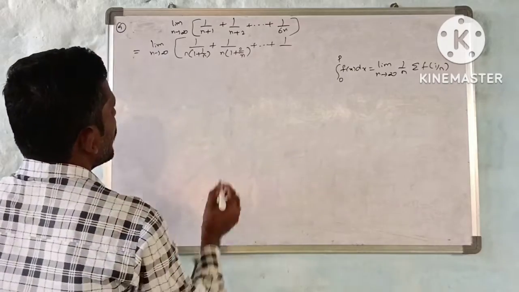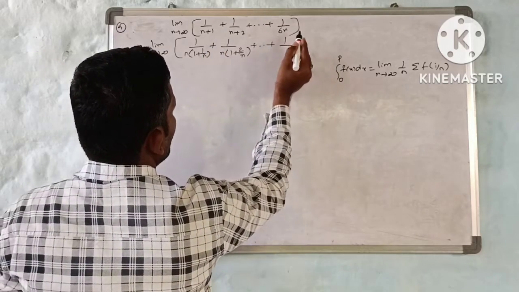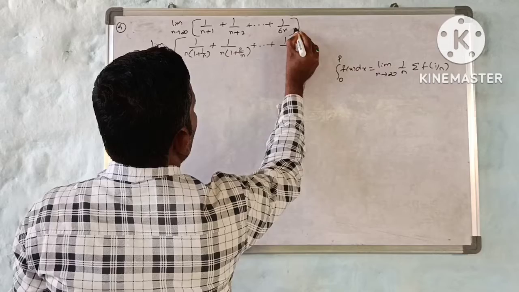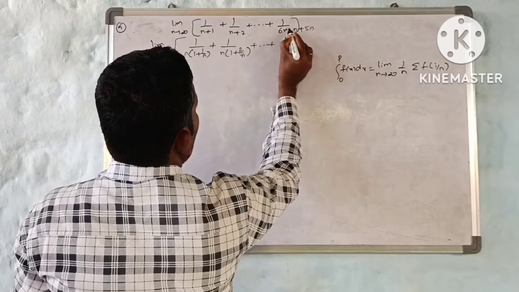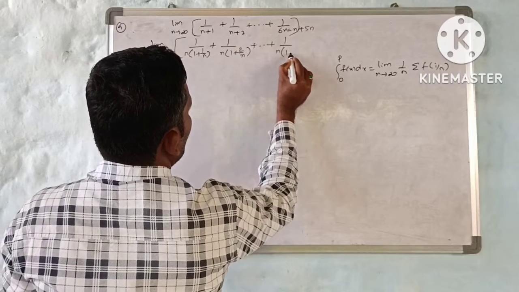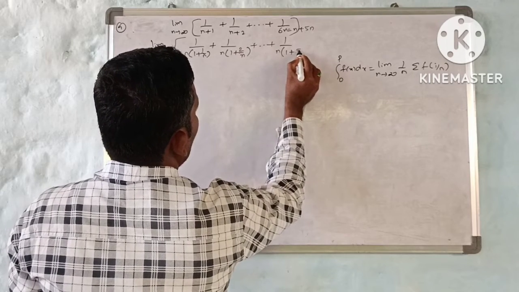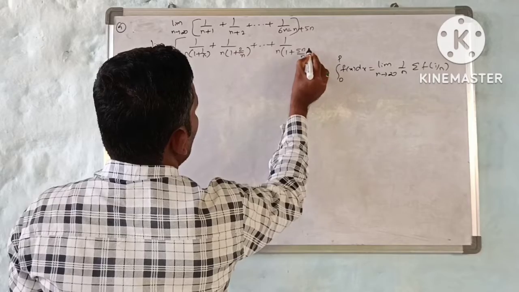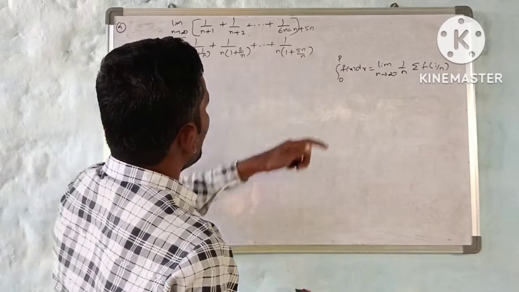So we want here n plus 1, n plus 2, and so on up to 6n, so then the last term can be written as n plus 5n. Here also when n taking common, what will we get? 1 plus 5n by n.